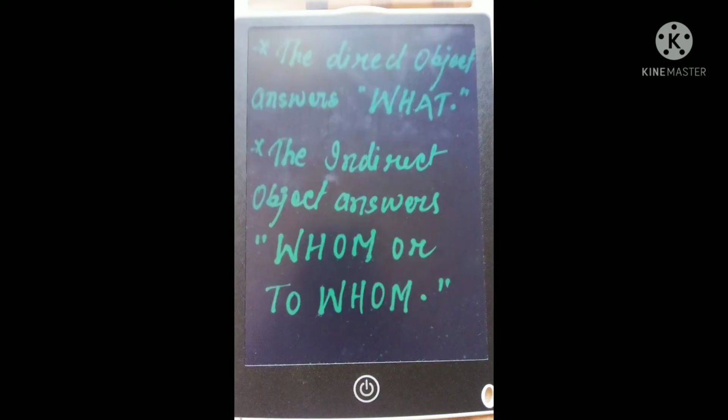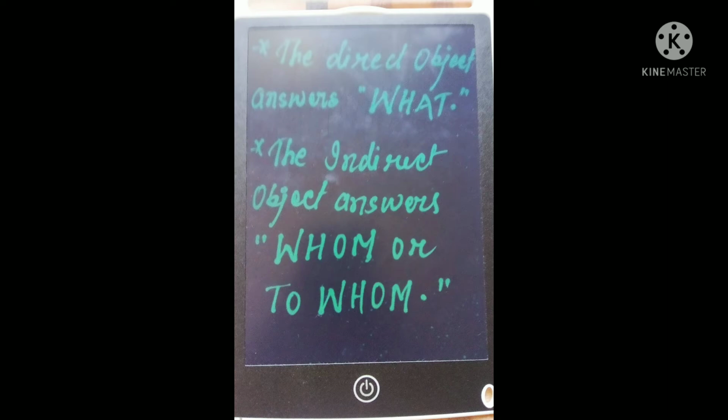Now, in the next clue, we see that a direct object answers what. While on the other hand, an indirect object answers whom or to whom. What is its meaning? A direct object answers what. That means when the subject is doing anything, we have to ask the question what from the verb of that sentence. For example, my father gave me a cup of tea.